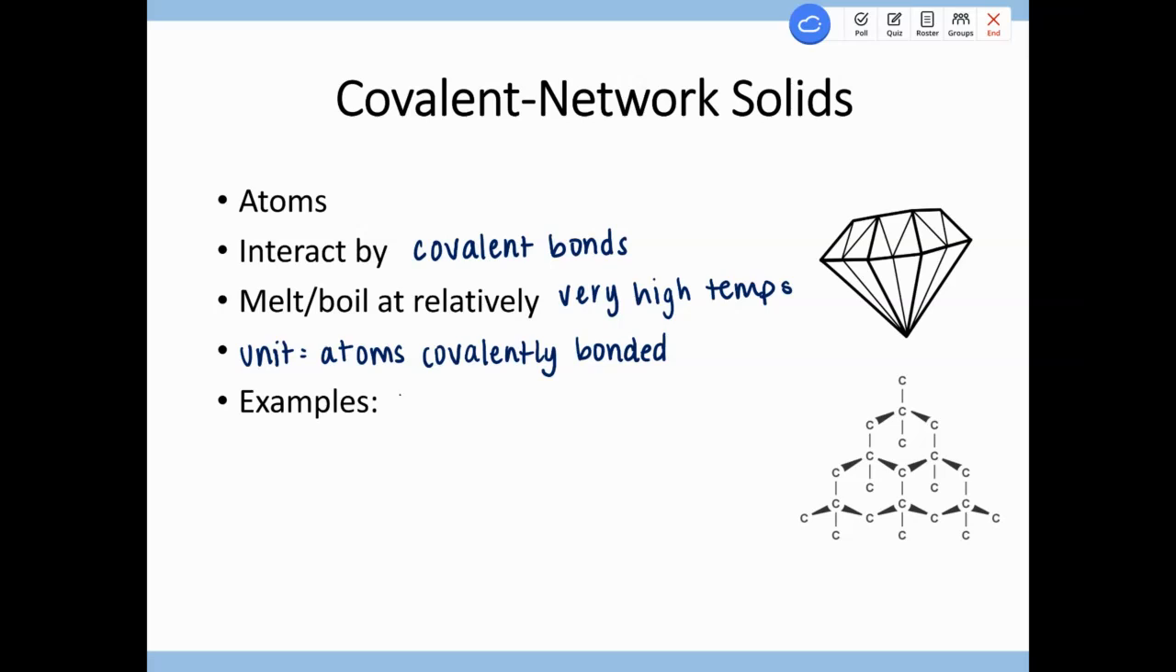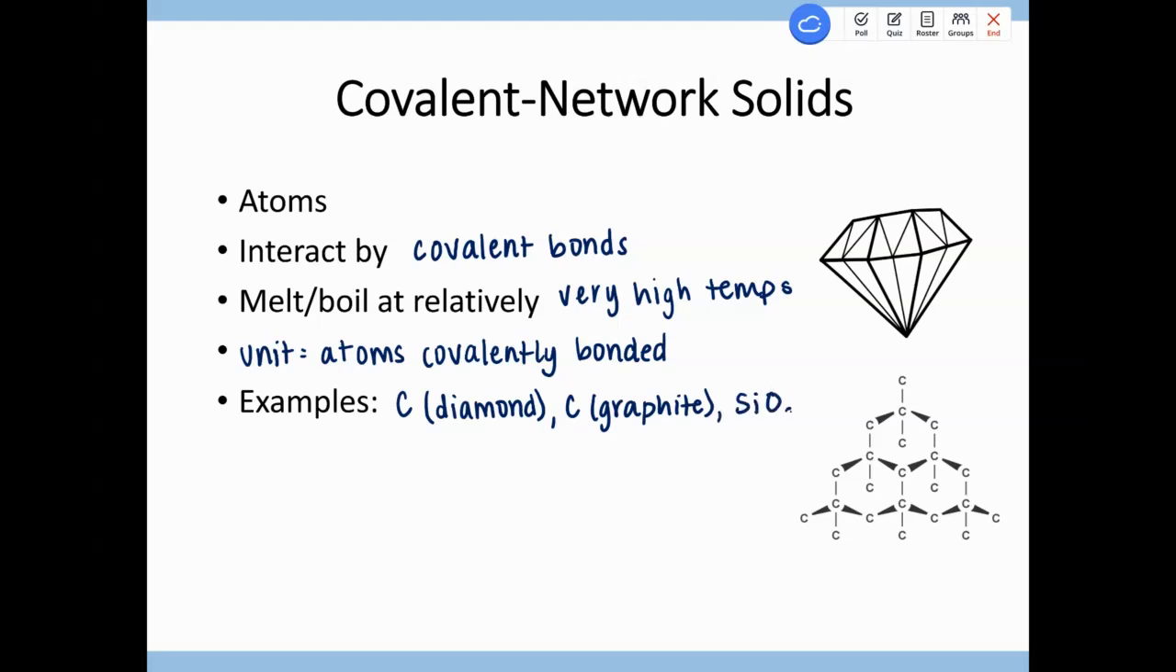Some examples here are diamond, which is just carbon in a specific bonding pattern. Carbon in a different bonding pattern is graphite. There are some double bonds in graphite. In diamond, there's all single bonds.